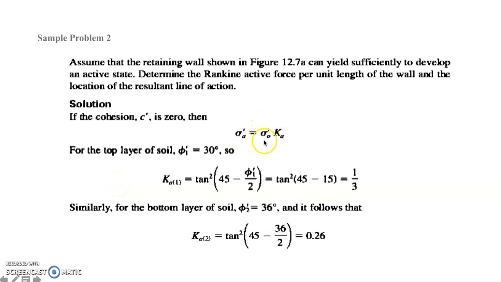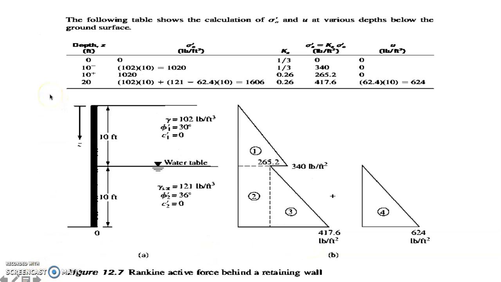sigma A prime, which is equal to sigma O prime times K sub A. So the active pressure is equal to the vertical stress multiplied by the active lateral earth pressure coefficient. If we compute K sub A at the top layer using this equation, it gives us 1/3. And if we compute the lateral earth pressure coefficient at the bottom, it gives us 0.26. So you can have the values for sigma A, the active pressure, and you are going to tabulate that. You can calculate using tabulation.